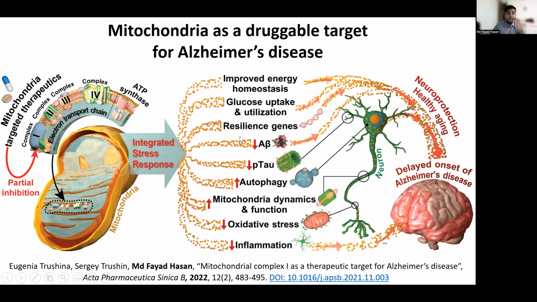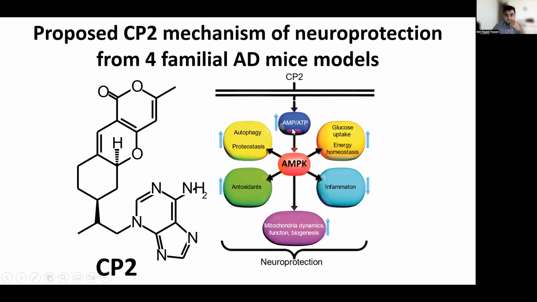But as I was saying, proving a drug works in animals is not enough. We have to prove that in a human system. So that's why we're doing this patient-derived cell culture and trying our drugs on them. So this is the structure of the drug CP2.